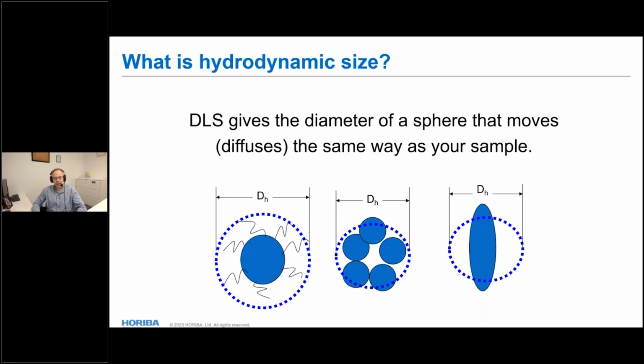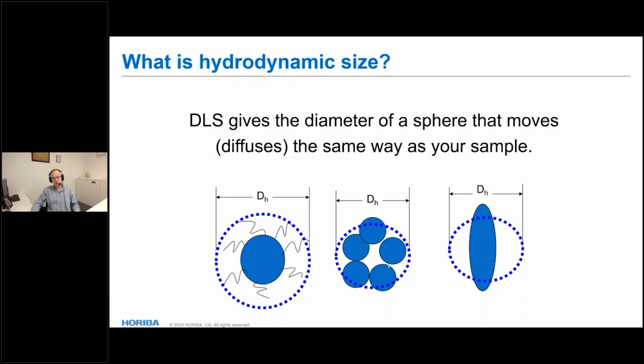I wrote a DH in there and called it diameter without commenting on why the H, but that's pretty important. So the question is, what is this hydrodynamic size that you're determining by dynamic light scattering? This is really the diameter of a sphere that moves or diffuses in the same manner as your sample. So if you have a core shell particle, like I show on the far left, the hydrodynamic size is the size of the entire object, not just say the metallic core and a polymer brush shell. You'll see the entire thing.